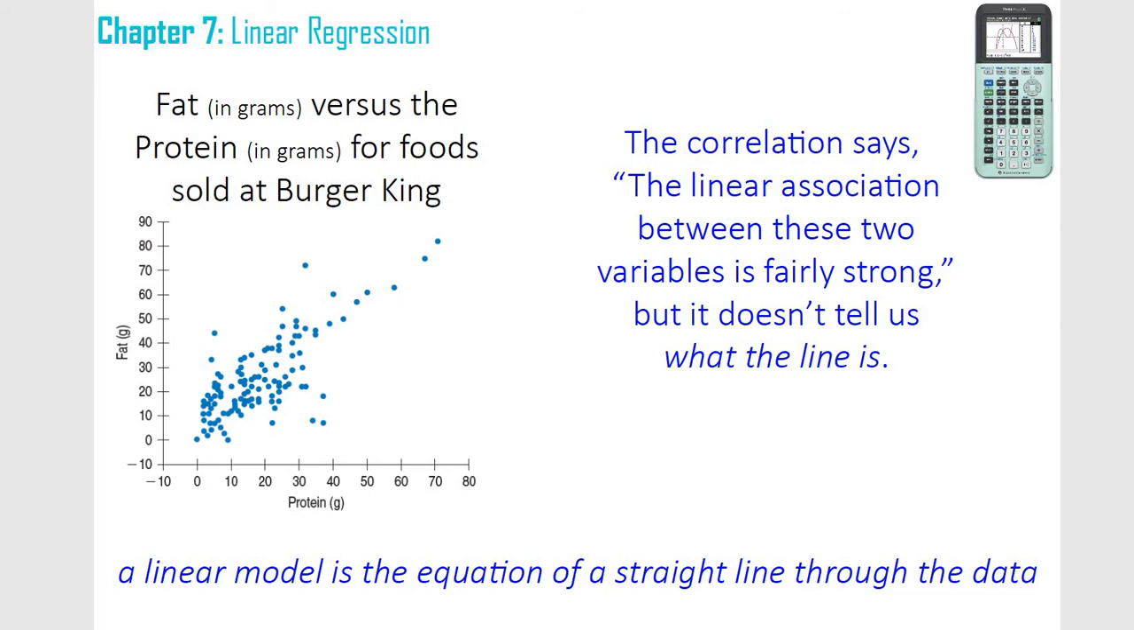The correlation right here would say that the association between these two variables is fairly strong, but it doesn't tell us what the line is. It doesn't help us predict anything or estimate. So we use a linear model, which is the equation of a straight line through that data. If we want to model it, we call it a linear model.